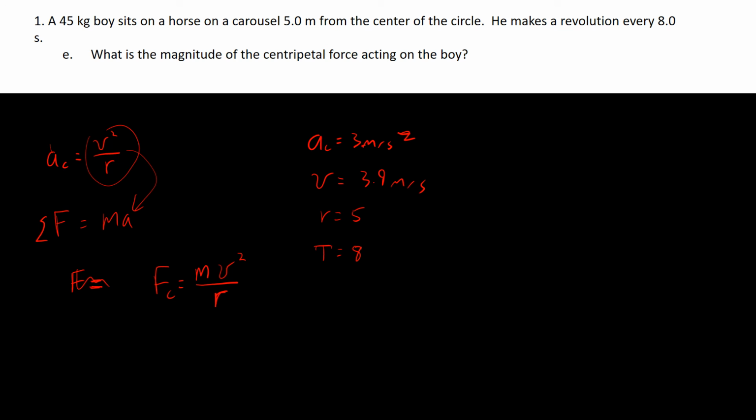And I think I have all those things, right? Oh yeah, he's 45 kilograms. So 45 times the velocity squared, 3.9 squared, divided by the radius, which was 8. I get the force acting upon the boy, the centripetal force acting upon the boy, is 85.6 newtons.